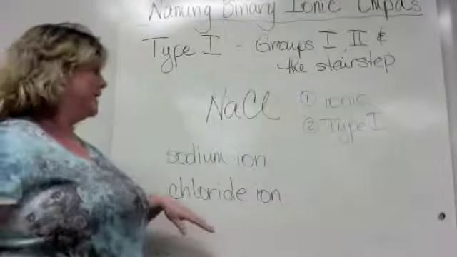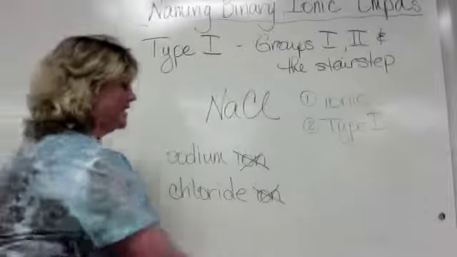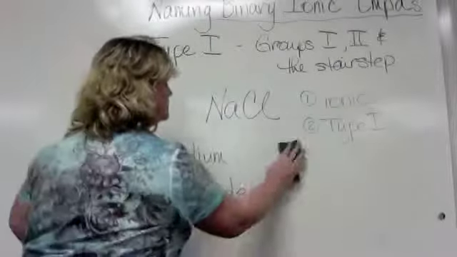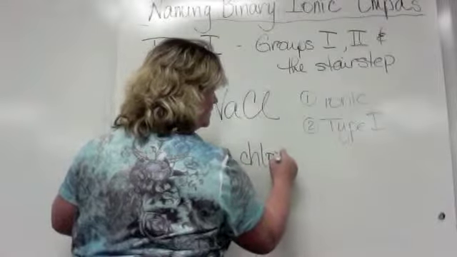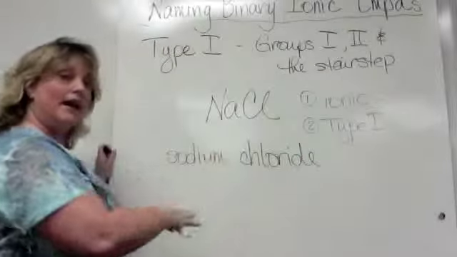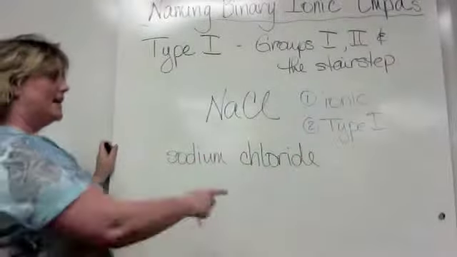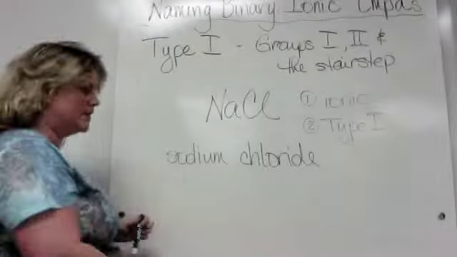Well, when I name it as a compound, all I have to do is name those ions, but get rid of the word ion and then put them together. So the name of this compound then becomes sodium ion minus the word ion, chloride ion minus the word ion, and I'm left with sodium chloride, the name of that compound. Let's go ahead and do another one.